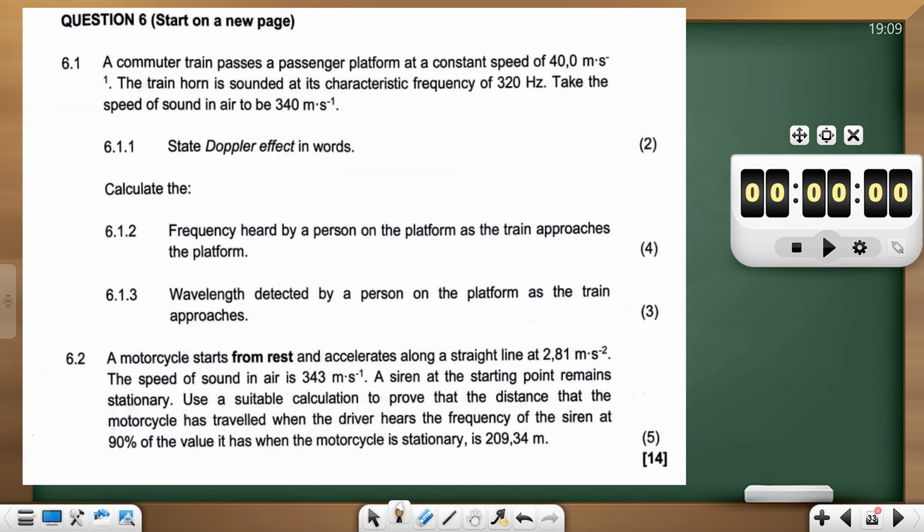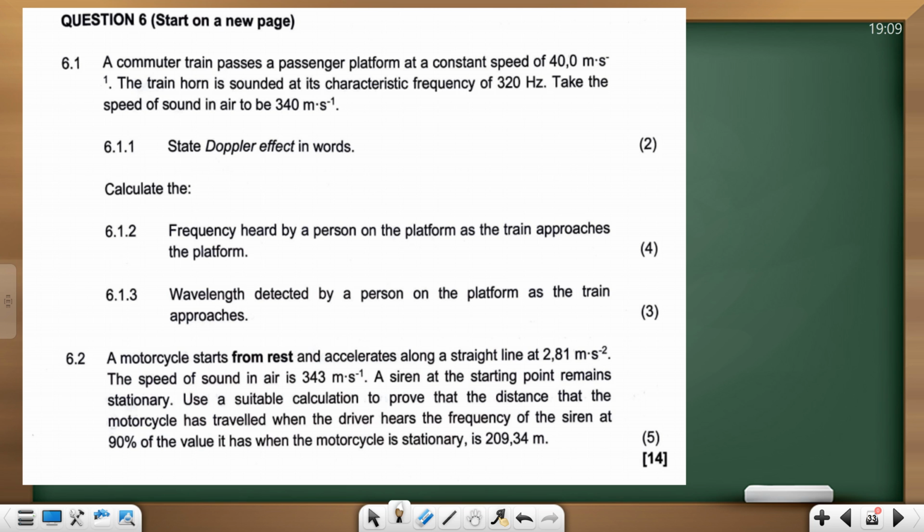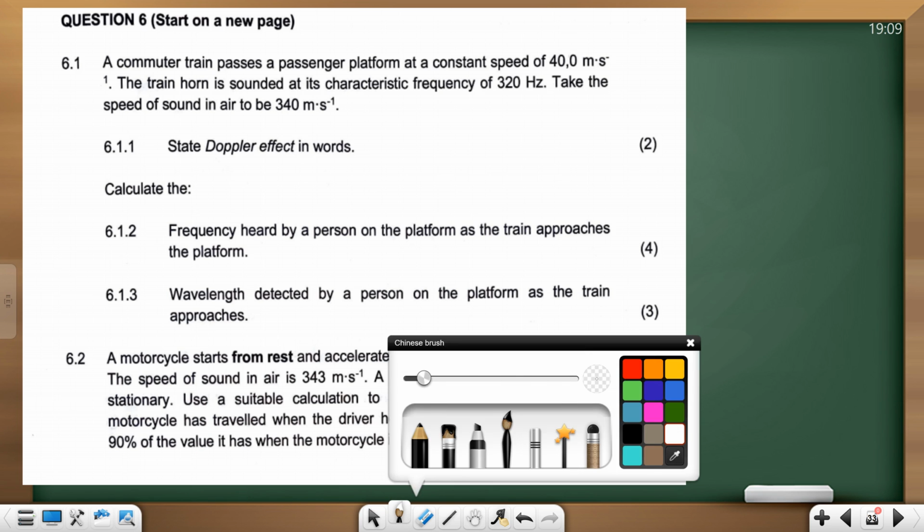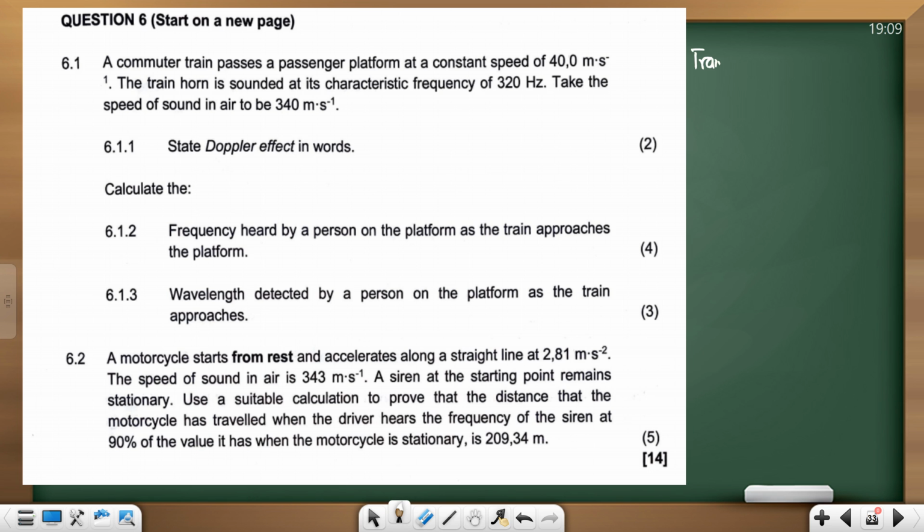A commuter train passes a passenger platform at a constant speed of 40 meters per second. The train horn is sounded. Okay, so that means the train becomes my what? My source. Always read to confirm that. All right, Vs is 40. We know the frequency of the source, we're given as what? 320 hertz. Take the speed of sound. All right, V is 340.